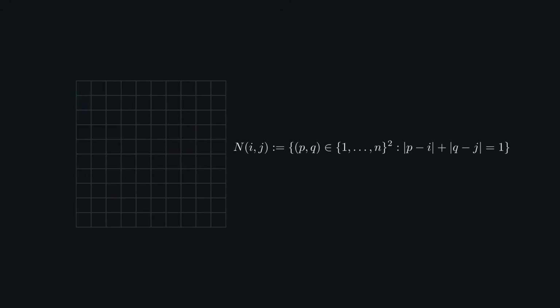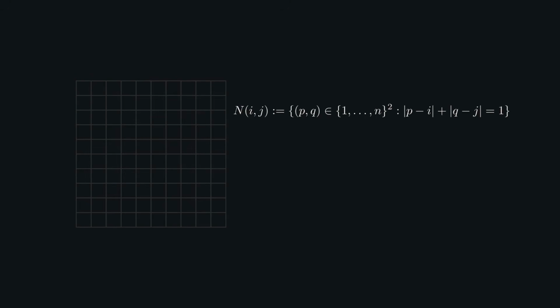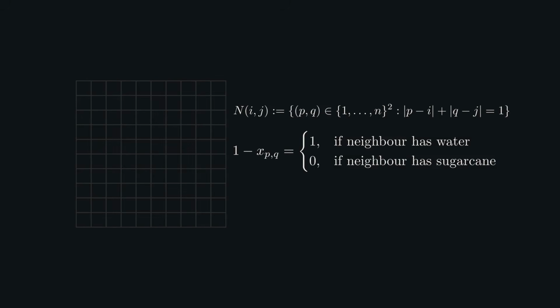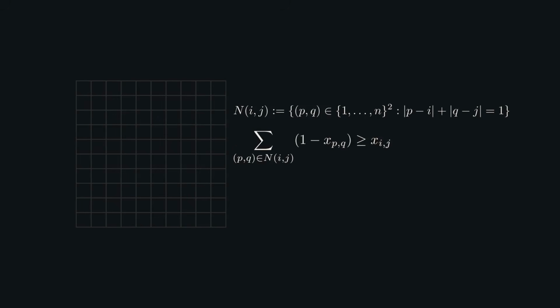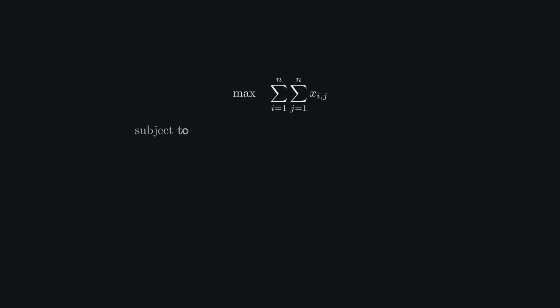We can now use n to model the relationship between sugarcane and water. Since water is represented by 0, the expression 1 minus x sub p, q equals 1 whenever a neighboring block is water. So, by summing all 1 minus x sub p, q over every block in n of i, j, we can count how many water blocks are next to i, j. If i, j is a 1, then we need at least 1 water block nearby. Otherwise, we don't need a constraint at all. This can be represented by the entire summation being greater than or equal to x sub i, j. Put together, this is our integer program.